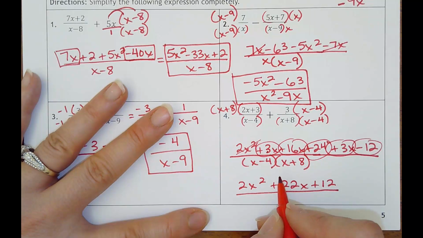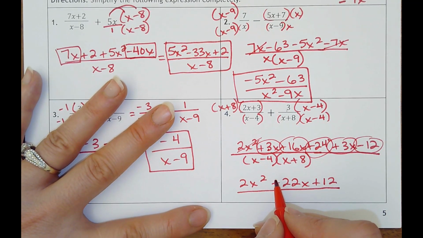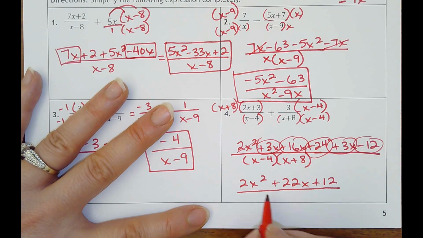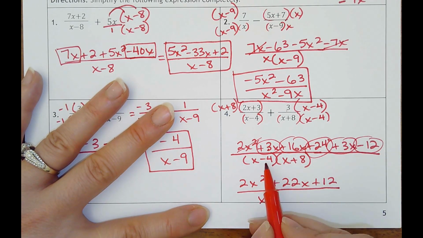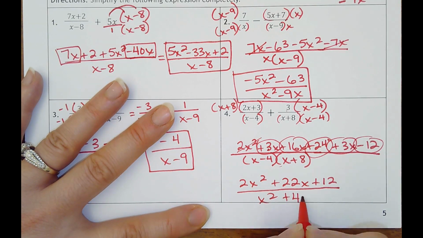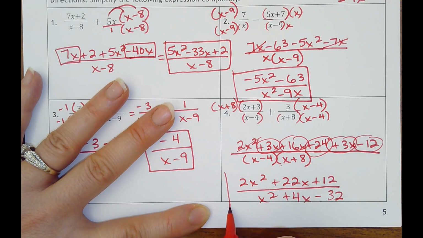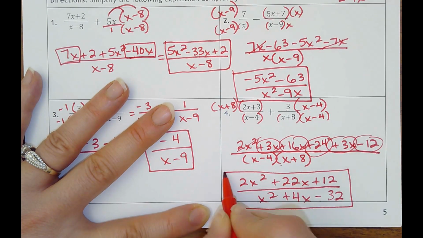All over it again. I can't remember if we can have parentheses or not. If we can't, it would be x squared. You would have an 8x minus 4x is 4x, and then negative 4 times 8 is negative 32. And that would be your answer.